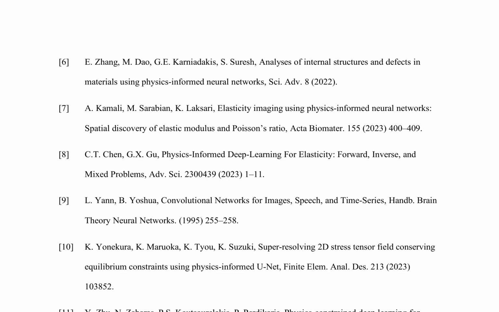Here is the combined summary of pages 23 and 24. Physics-informed neural networks, PINNs, have been widely applied in various fields, including materials science, biomechanics, and computer vision. Recent studies have utilized PINNs to analyze internal structures and defects in materials, elasticity imaging, and predicting temperature fields. These approaches leverage the strengths of both physics-based modeling and machine learning to solve forward, inverse, and mixed problems.